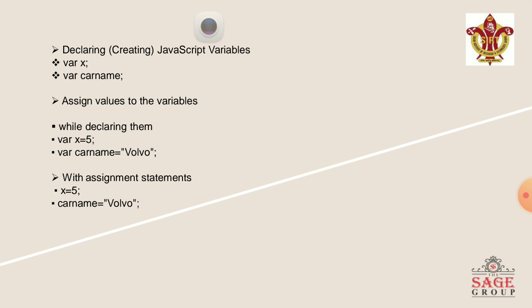Declaring is another word for creating a JavaScript variable. For example, variable x and another example, variable carName. To assign a value to the variable: declare the variable, with x value 5, then carName is Volvo. The assignment statements are x is equal to 5, then carName is Volvo.